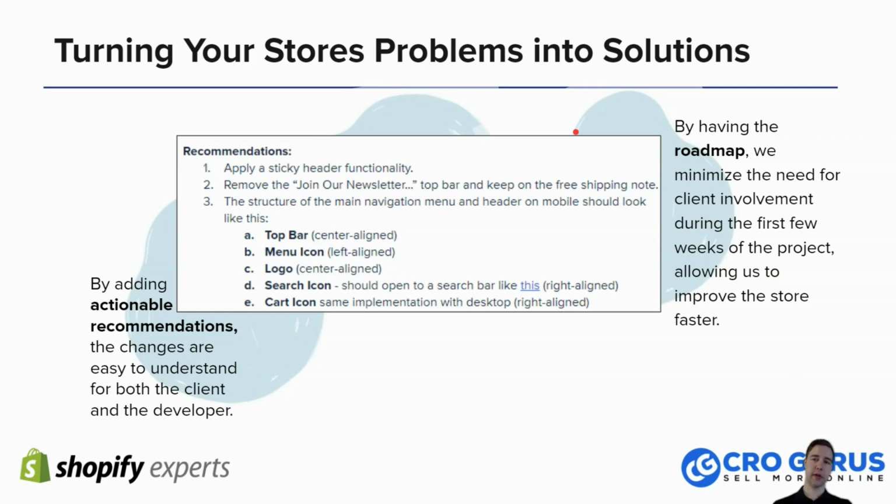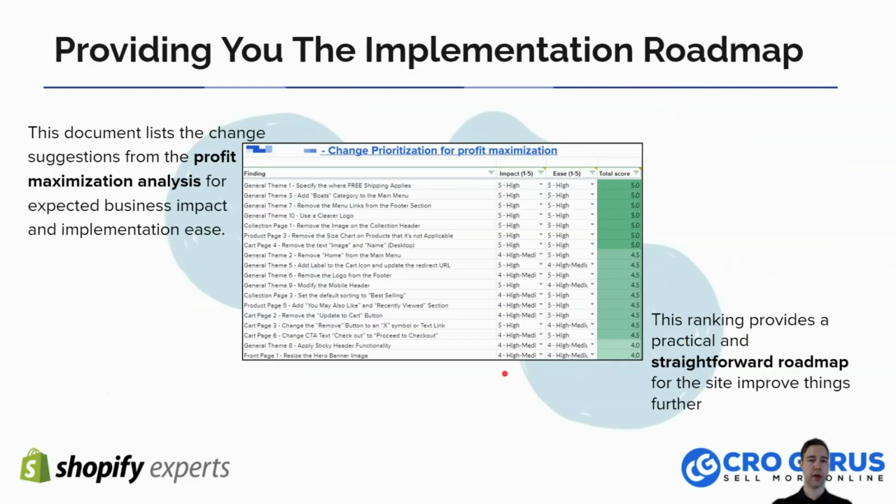This is important because by having a roadmap, we minimize the need for client involvement for the first few weeks. Then this allows us to improve the store faster going forward when we might move into an ongoing model. However, this audit is meant to work by itself. So it is a document that is so well explained that you don't need us to ongoingly implement it if you don't want. So here is the implementation roadmap then.